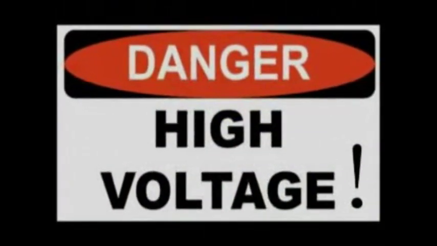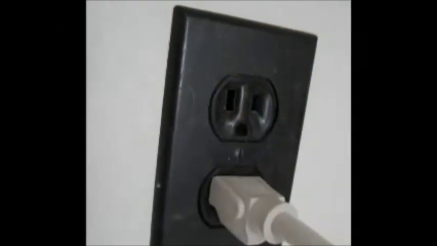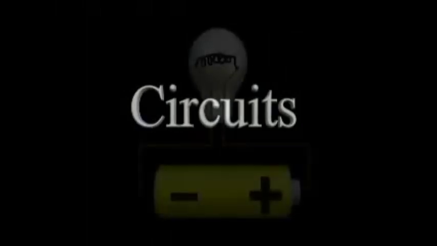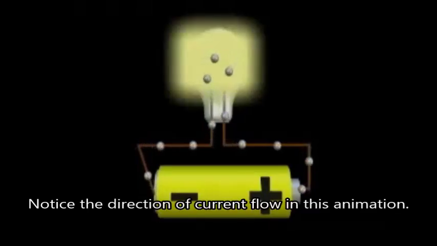Higher voltages are dangerous. Never experiment with anything that plugs into a wall outlet. Wall outlet voltages range from 120 volts to 240 volts. Extremely dangerous. Here is an example of a low voltage battery being used to create some light. Connecting a light bulb to this battery, we have created a circuit, a path for electrons to travel on.